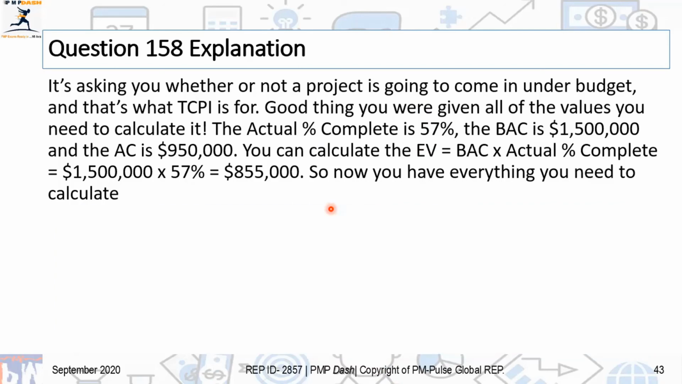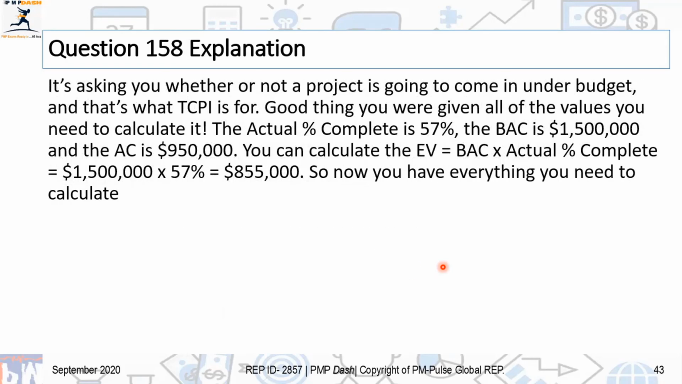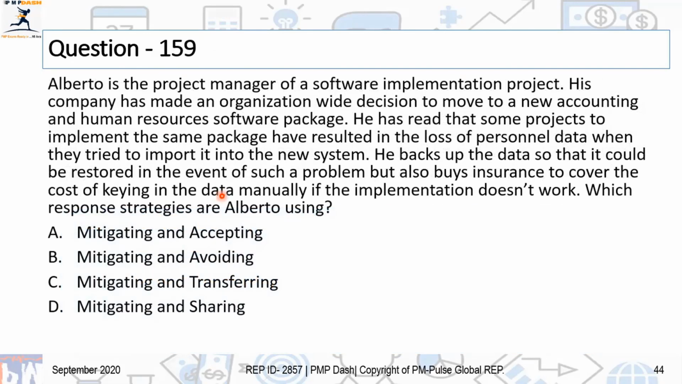And you already have the constraint that you cannot go beyond 1.05, and therefore your current efficiency of spending money is way lower than what is required, which is 1.17. And if that happens, in fact, that is what is going to happen, the project is likely to exceed its budget because you cannot come to the required efficiency of spending the money. Therefore, you will exceed your budget, and therefore that's the answer. All right, let's move on to question number 159.